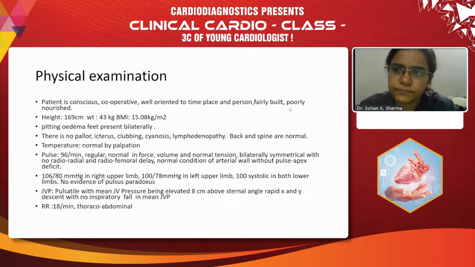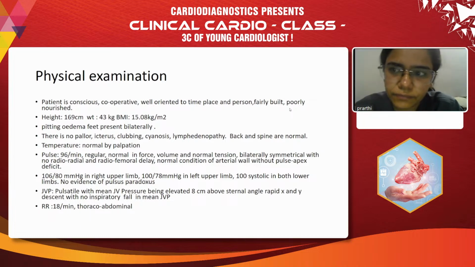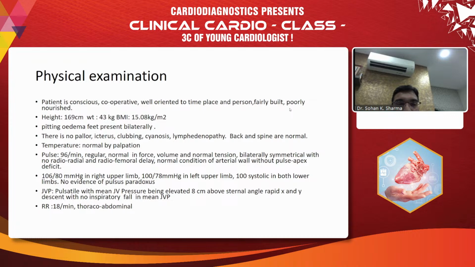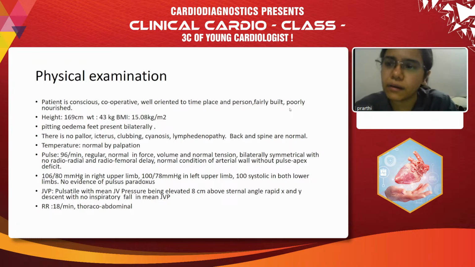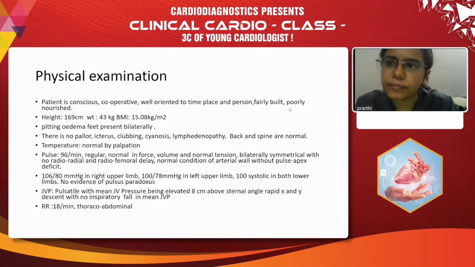How much drop is significant? Yes, more than 10, sir. It is seen in which conditions? Sir, it is most commonly seen in cardiac tamponade, sir. Other conditions like COPD can also have pulsus paradoxus, sir, and severe asthma. And in one third of cases of constrictive pericarditis, the patient will have pulsus paradoxus, sir.